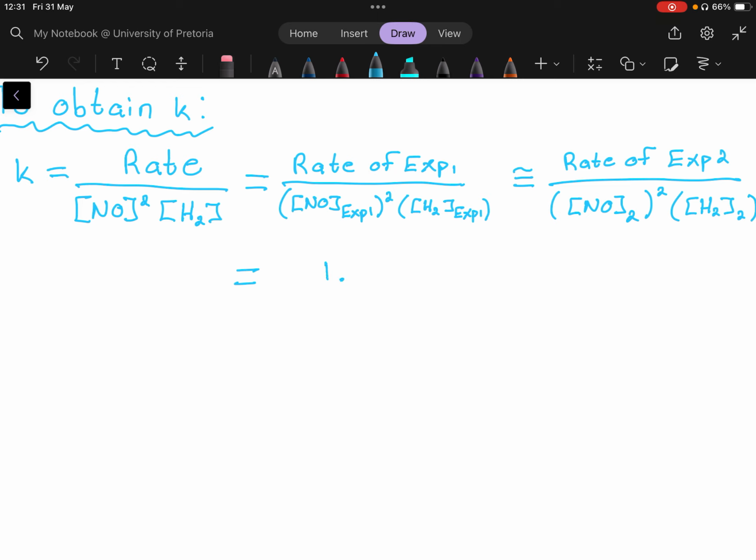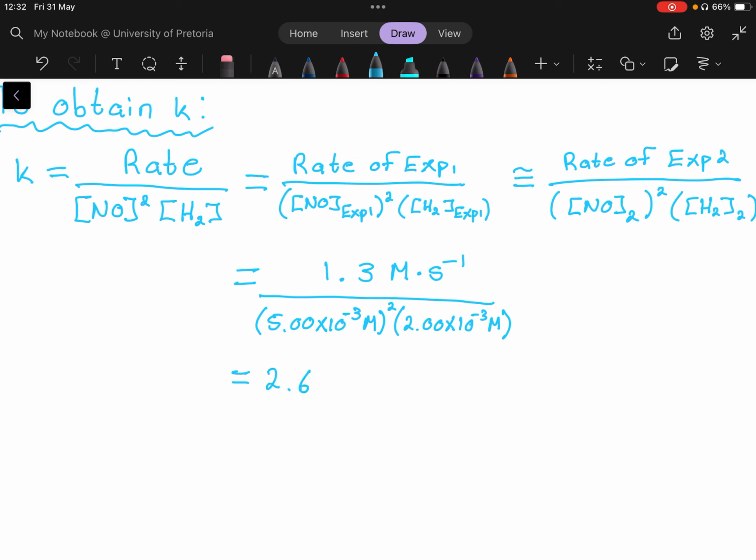just because it's the first set, so you can then plug it in. So then it's 1.3 molar per second divided by 5.00 times 10 to the negative 3 molar squared, 2.00 times 10 to the negative 3 molar equals 2. Should get 2.6.